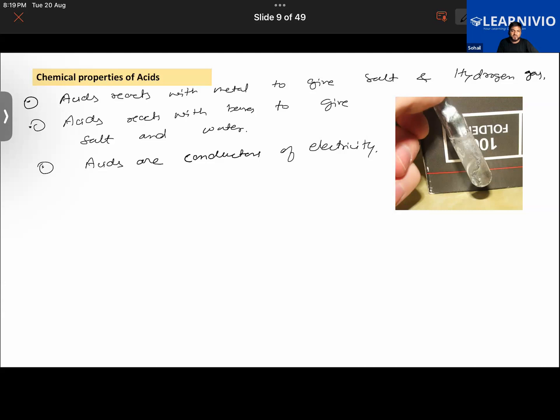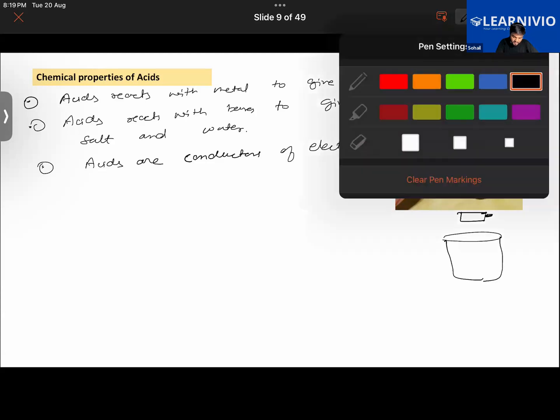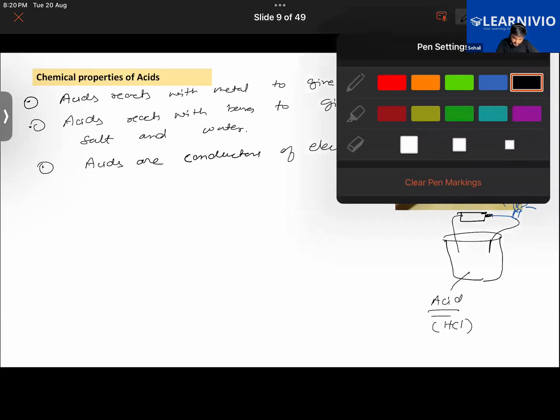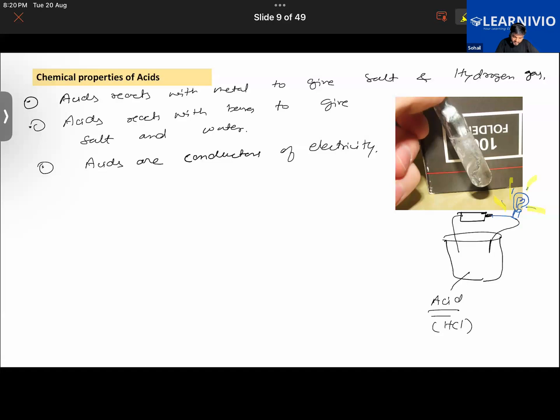Okay, talking about some of the other properties. As I said, they are capable of conducting electricity, so they are good conductors. Say for example, if I were to take a battery and connect a bulb to this, and if I were to dip the wires into this acidic solution, say this is hydrochloric acid, it will also light up. It will glow. I have connected a battery also, by the way. Note this thing down.